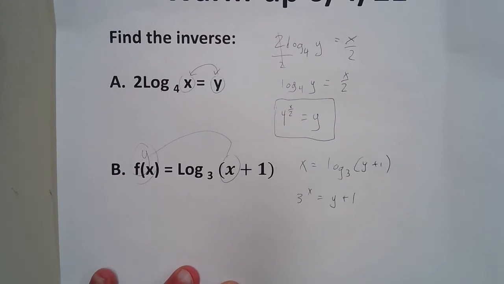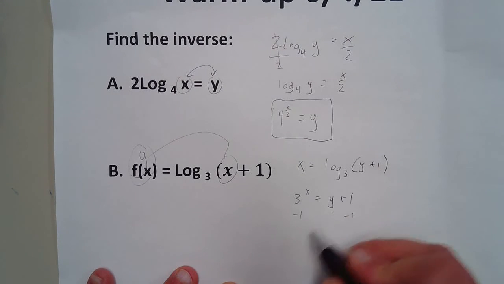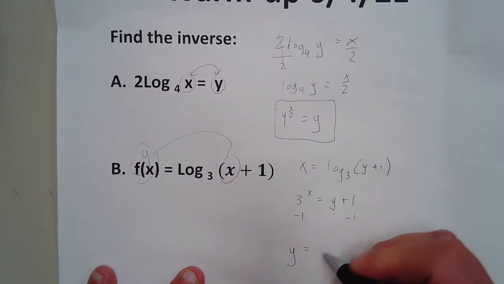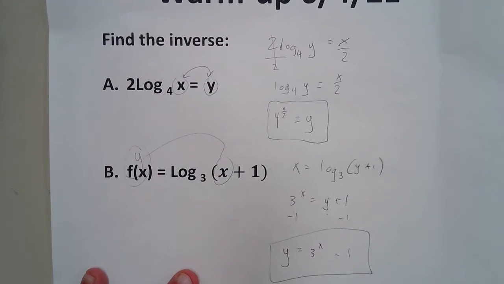And now we're almost done. To get the y by itself, we would just have to subtract the 1. All right, so now the y is by itself. We usually like to write it with the y in front. You don't have to, but generally do. So now you have 3 to the x, and then from that, you're subtracting a 1. And there we go.